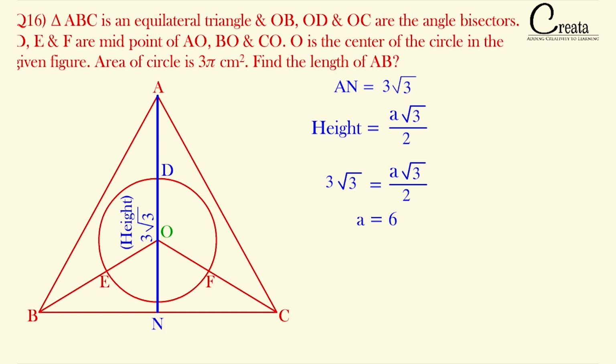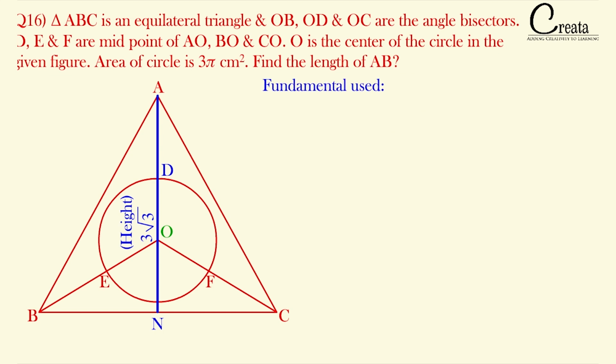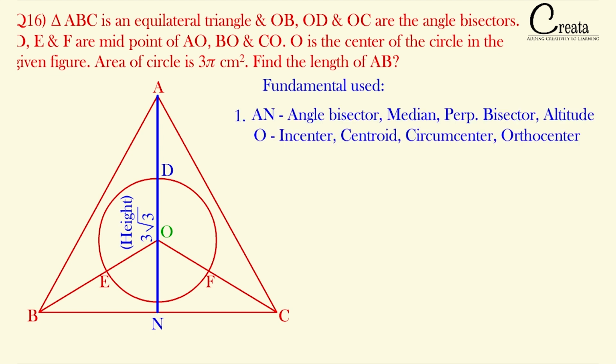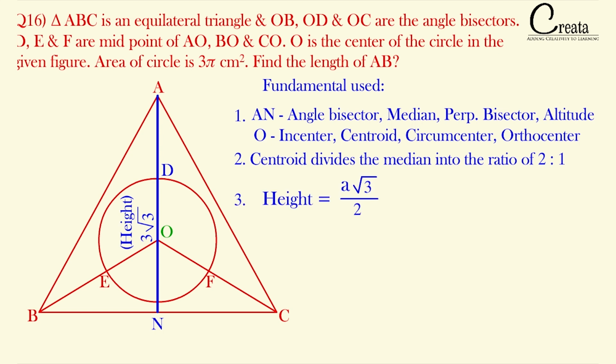Got it? So the fundamentals that we have used are: the first fundamental is that inside an equilateral triangle, the angle bisector, median, perpendicular bisector and the altitude are the same. And the points centroid, incenter, circumcenter and the orthocenter are also the same. Then we have used the formula that the centroid divides the median in the ratio of 2:1. Then we have used the formula of height of an equilateral triangle, that is a root 3 upon 2. These are the fundamentals that we have used to solve this question.